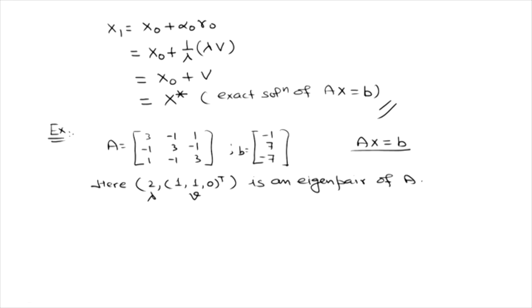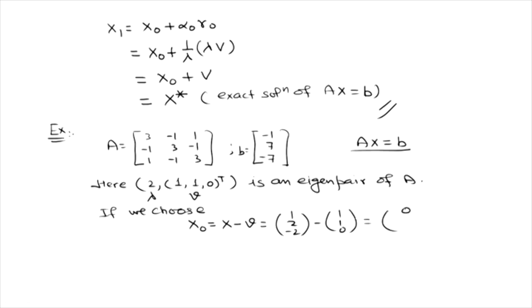If we choose x 0 as x star minus v, where x star is the exact solution of this, so 1 2 minus 2 minus 1 1 0, it comes out to be 0 1 minus 2. Then my r 0 will become b minus A x 0, and this comes out to be 2 2 0. Here if I calculate alpha 0, it will be 1 upon lambda, so 1 upon 2.